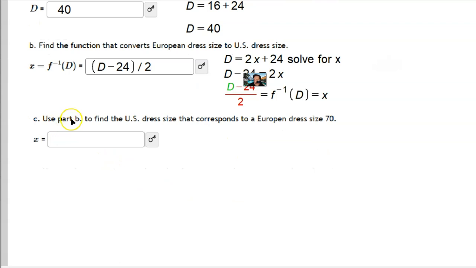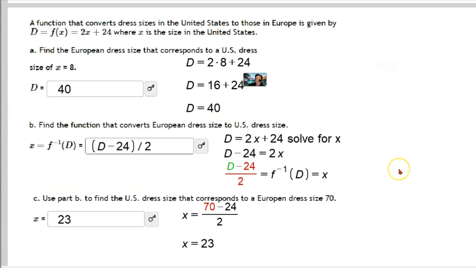The last part, use part B to find the US dress size that corresponds to a European dress size of 70. So x, which is the American dress size, would be 70 minus 24 divided by 2. So I'm just using that, d minus 24 over 2. The only difference is, again, here we're now told d is 70. So x equals, you can do this on a calculator, 23. So I put 23 in this box, and that's the whole problem, really. If it's helpful.